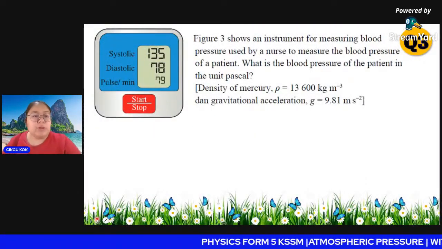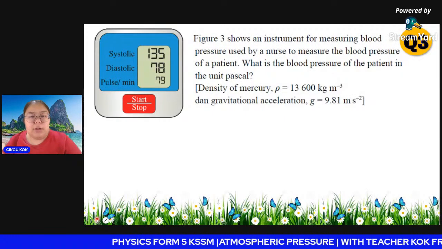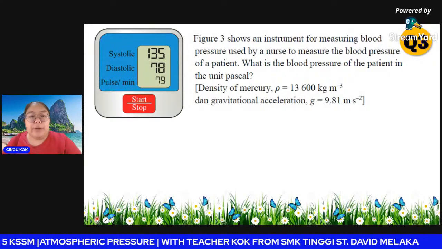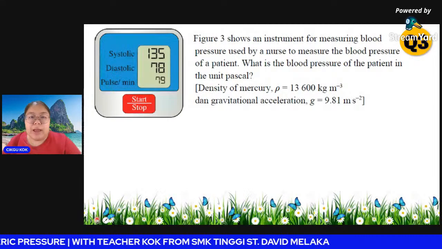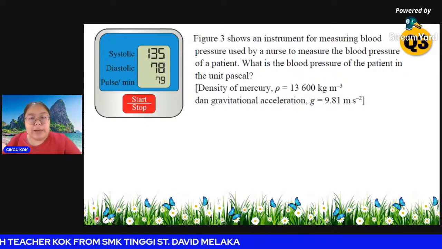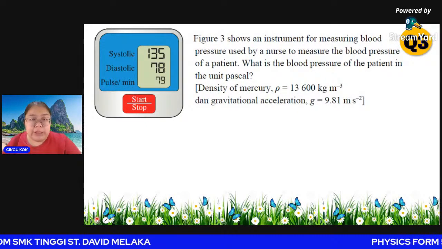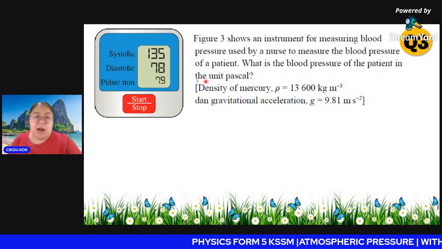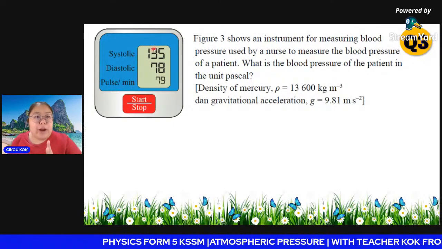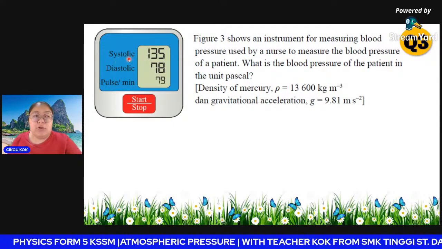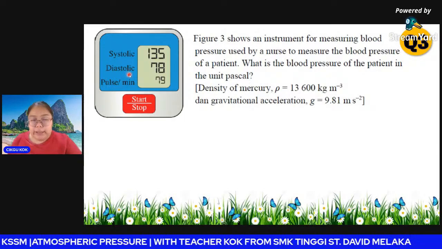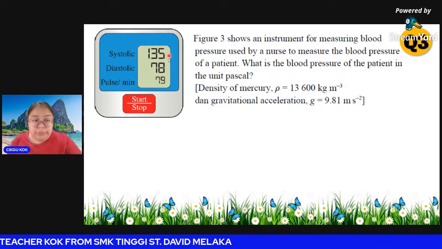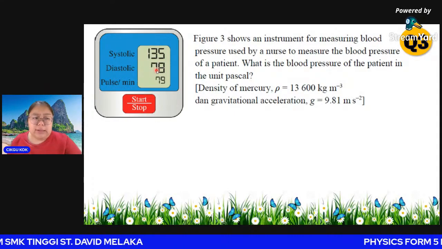This one is about an apparatus used to measure your blood pressure. In figure three, they show the instrument used by the nurse to measure the blood pressure of the patient. What is the blood pressure of the patient in the unit of Pascal? Remember, here we have two pressures to show: one is systolic, another is diastolic. Normally the systolic is 120, that is the normal one. Diastolic is 80, that is the standard.